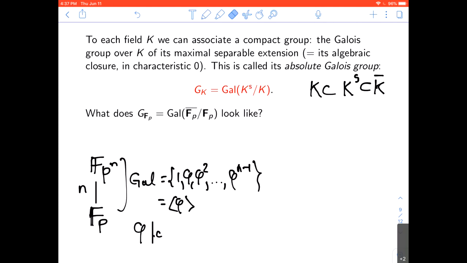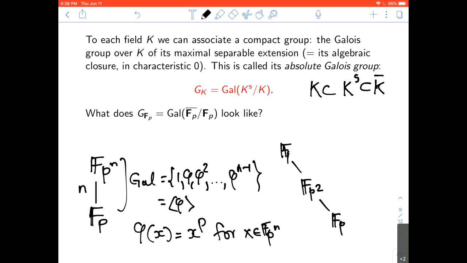Okay, the pth power map. Every automorphism of this field is some iterate of the pth power map. And if you iterate this n times, you get x to the p to the n, and that's equal to x for all x in the field. So every finite extension of Fp, there's one of every degree, and they're related to each other. You have Fp, and then the quadratic extension Fp squared. That has its own quadratic extension, Fp4.